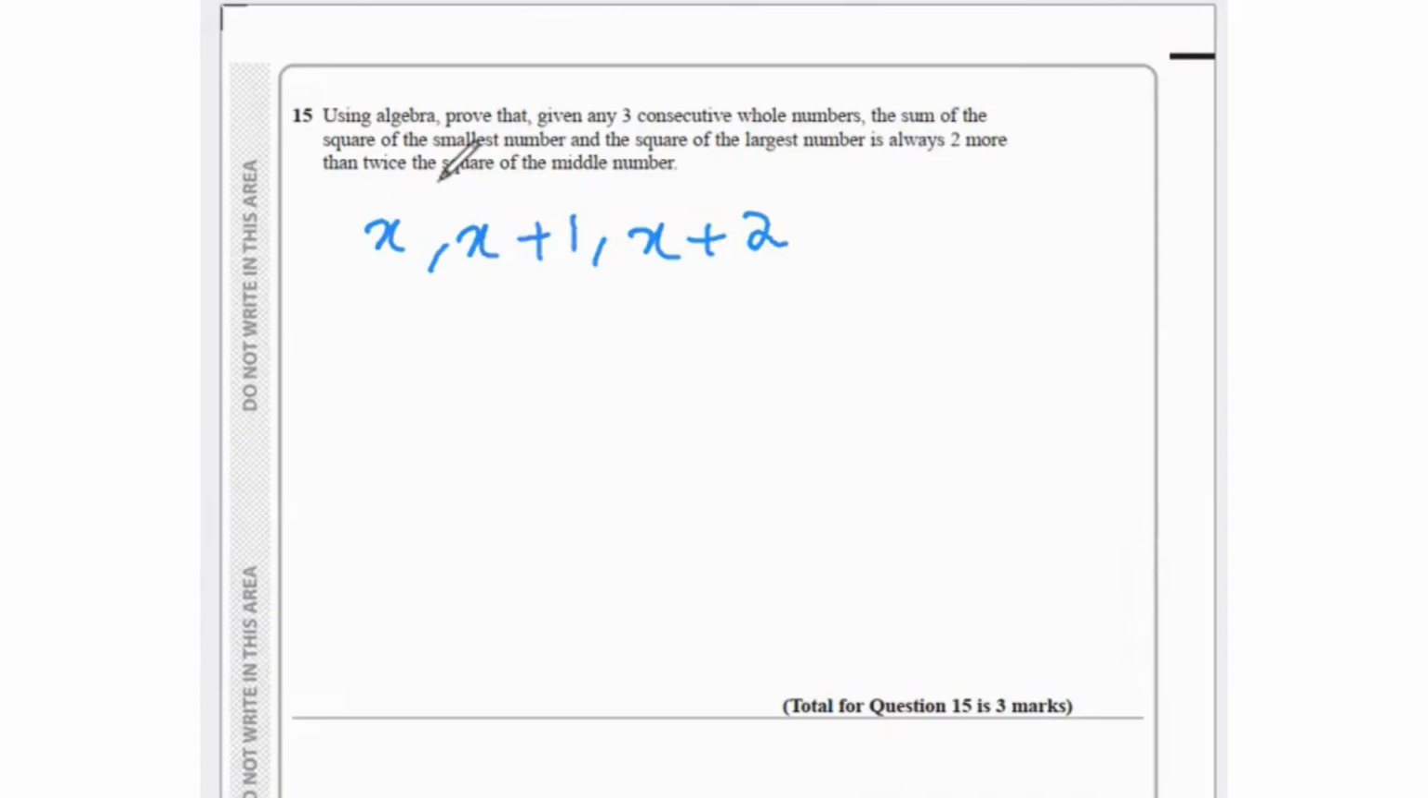The sum of the square of the smallest number and the largest number is always 2 more than twice the square of the middle number. Okay, so let's first solve this.